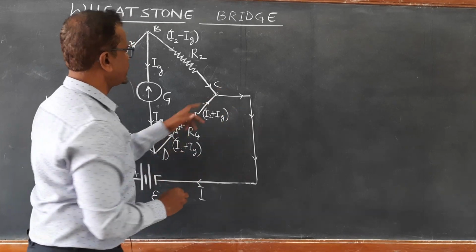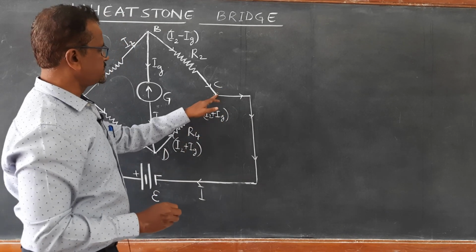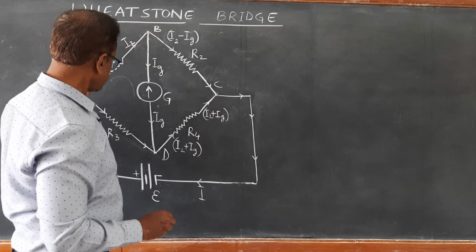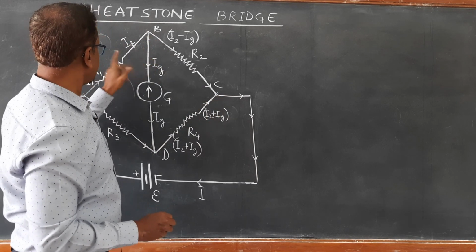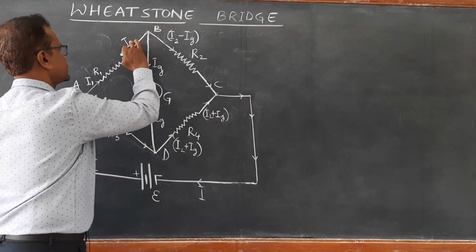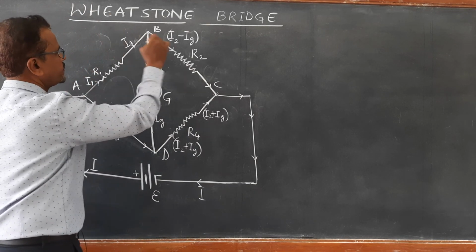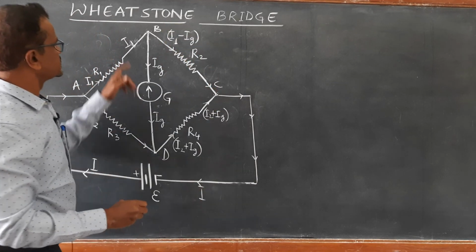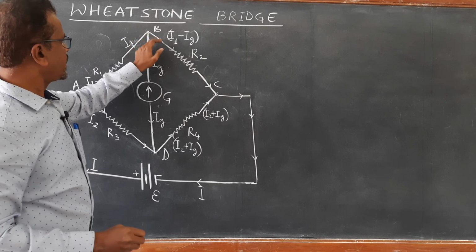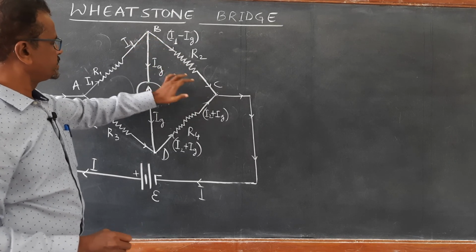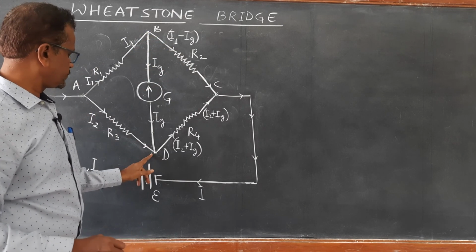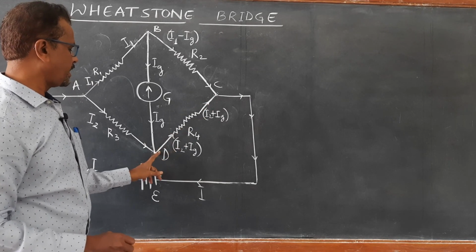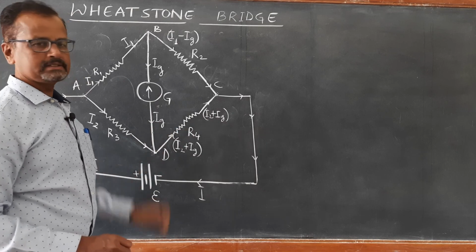That is joining C. Correction here: it is not I2, it is I1, so I1 minus IG. Note it down, please. This is the same current I1, and I1 minus IG flows down here, and here I2 flows down from A to D. From D to C it is I2 plus IG.